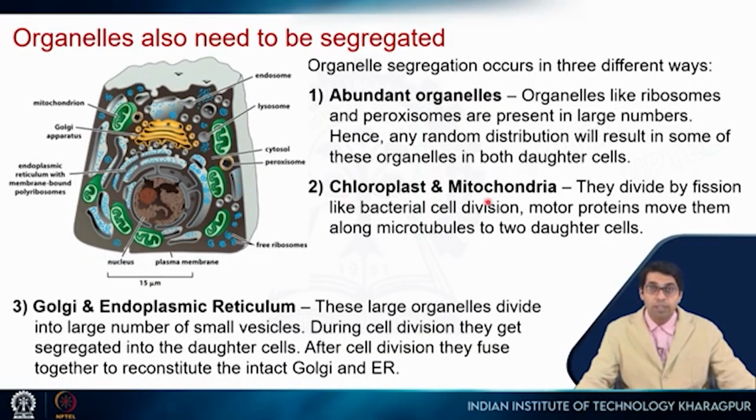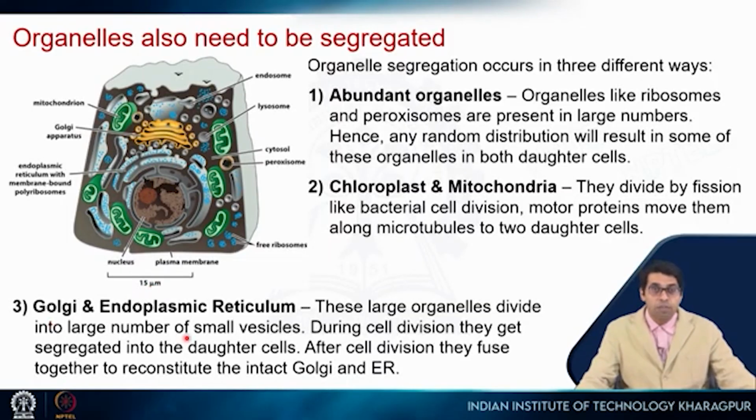Chloroplasts and mitochondria, these are very important organelles. So to ensure that both cells get enough of these organelles, they divide by fission, just like bacterial cell division, okay, and they are transported by motor proteins along the microtubules to the two daughter cells. So they sort of hitchhike on these microtubules along the two poles. That ensures that enough chloroplasts and mitochondria will be present in the two daughter cells if it divides like this.